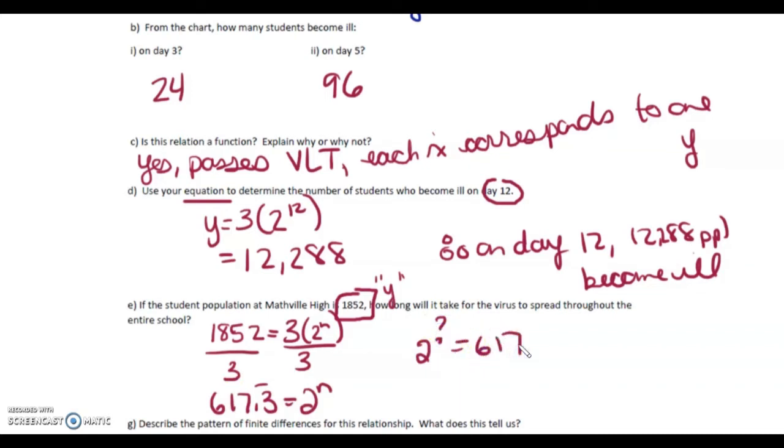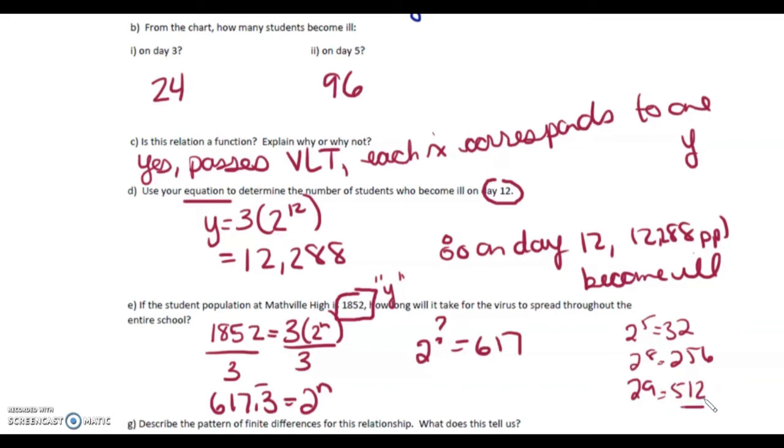Okay, so you just go into your calculator. I put in 5, it's only 32. So I'll tell you what I'm doing. 2 to the 5 is only 32, so increase. 2 to the 8 is 256, so I need to increase. I need to get up to 617. Okay, 2 to the 9 is 512. So I know that I'm going to have to go a little bit higher than that.